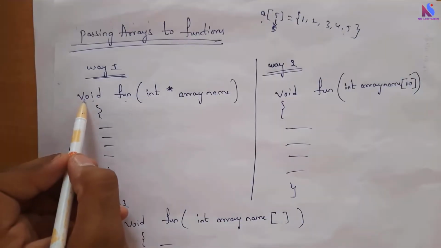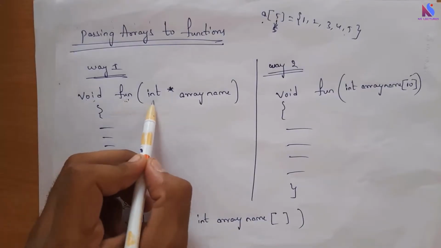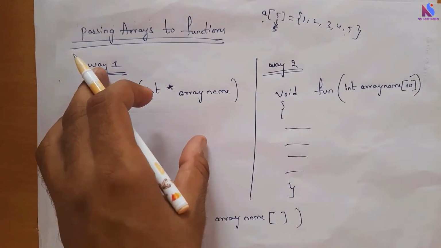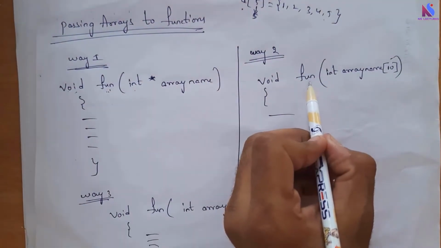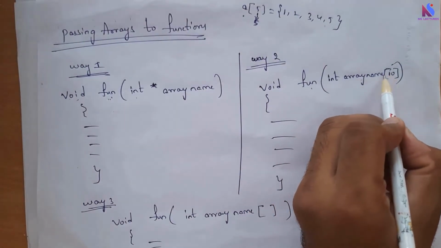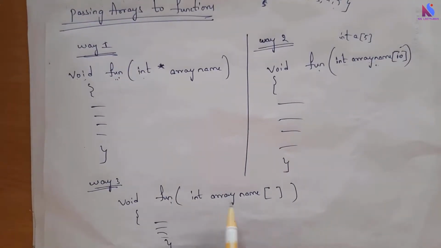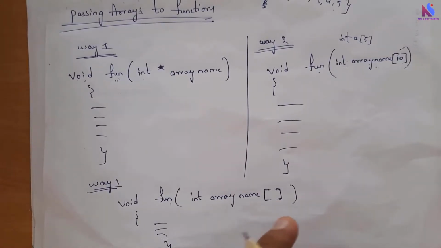This is the first way. Here I wrote void fun, where I gave my function name as fun. Inside this I wrote int pointer array name. This is the first way if you want to pass an array as an argument to a function. And this is the second way. Here I wrote void fun, and inside this I wrote int array name and I gave size as 10. And this is the third way. Here I wrote void fun, where fun is the function name. Inside this function I wrote int array name, I opened a square bracket and then closed the square bracket, and I did not give any size inside this. This is the third way. I will give one example.